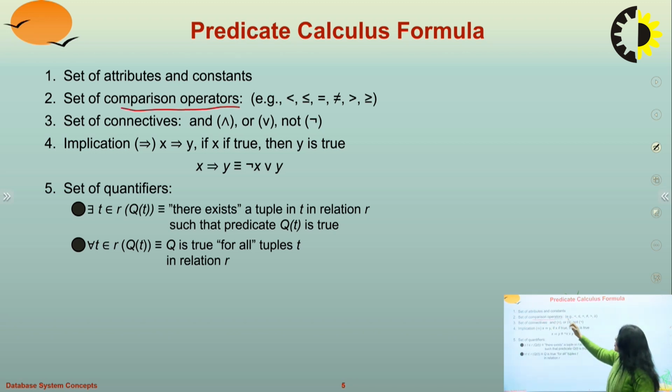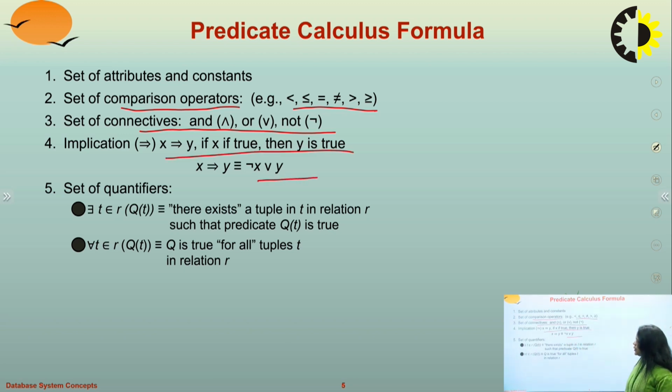Some of the comparison operators we will use: less than, greater than, less than equal to, greater than equal to, not equal to. These operations may be used for the comparison of the values, comparison of the tuples, and these are the connectors. If we are having more than one condition, we can use those connectors, right? We will use this implication if required somewhere in the query, and two quantifiers we will use in every relational calculus, whether it is tuple, whether it is domain.